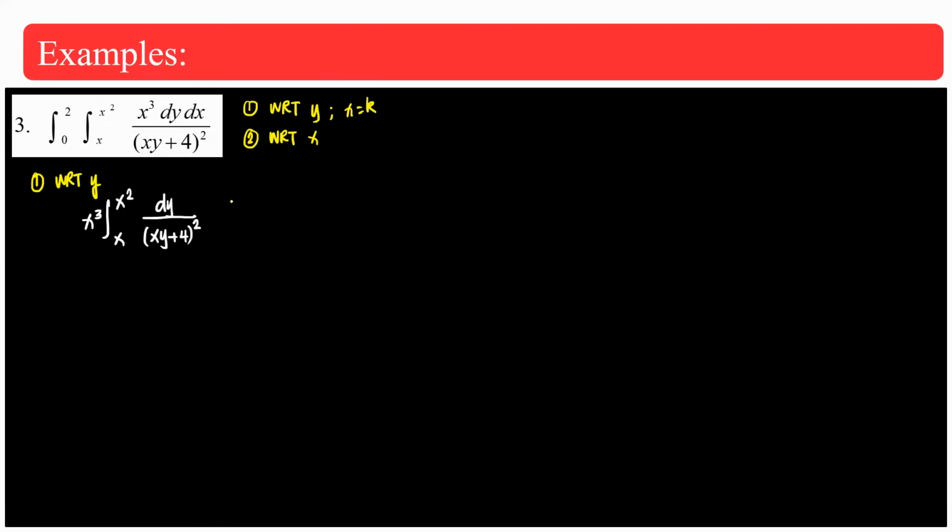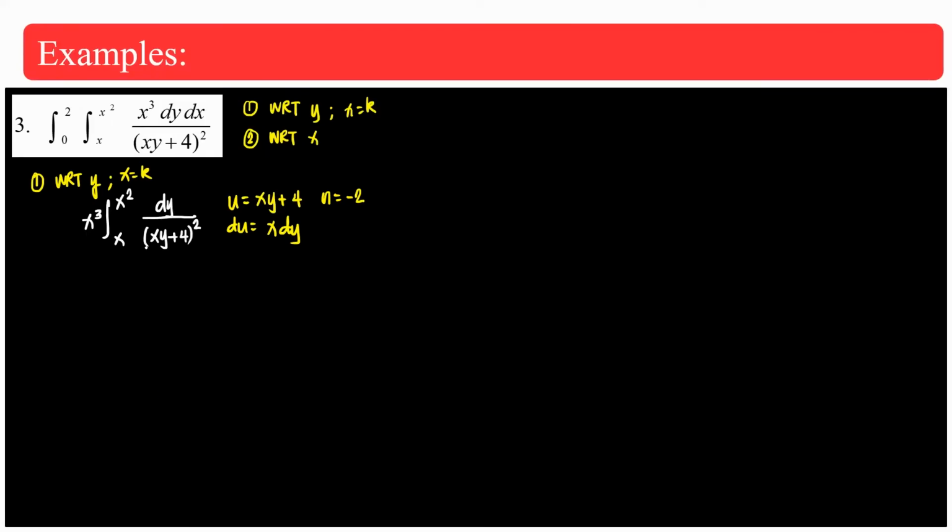So for this one, let's try the power formula. If u is xy plus 4, n is -2, what is du? Take note, this is with respect to y. And you have said earlier that x is constant. So it's simply x dy plus 0. Take note, x is a constant now. Pretend that's 4y. The differential of 4y is 4 dy. In this case, it's x dy.